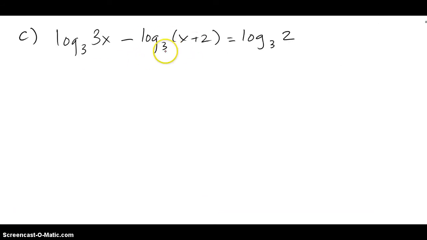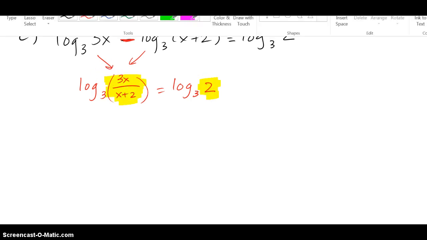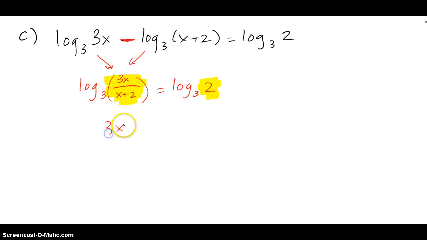Okay, let's solve this log equation. First thing I must do is condense and get one log, and since it's a division, it looks like it changes into a quotient on the left. And on the right side, I have one log anyway. So since I have logs on both sides, their arguments must be equal, so I just set those guys equal to each other and I'm good to go.